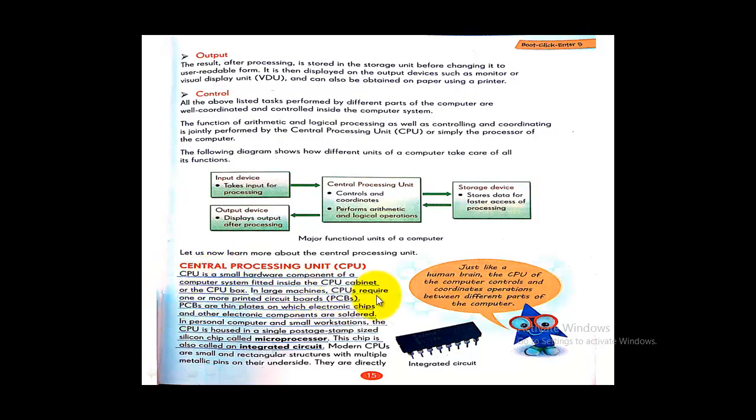In large machines, CPUs require one or more printed circuit boards (PCB). CPU means central processing unit. PCB means printed circuit boards. Now you can underline this. The full form of PCB is printed circuit board. PCBs are thin plates on which electronic chips and other electronic components are soldered.